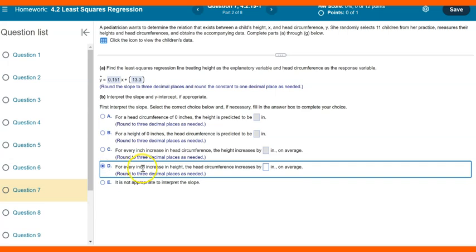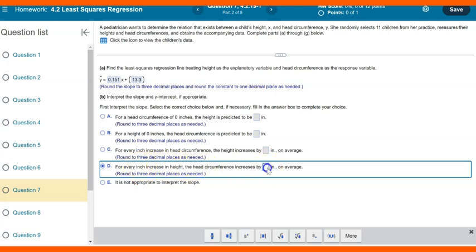For every inch increase in height, that means for every 1 inch increase in the height, the head circumference is increased by 0.151 on average. Remember that this is on average. When you interpret the slope, you always put in average or on average, and that's the answer.